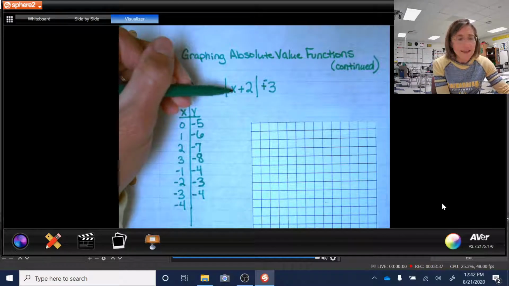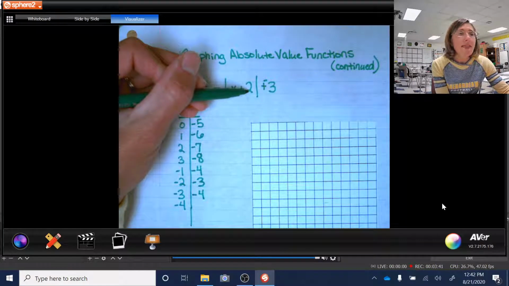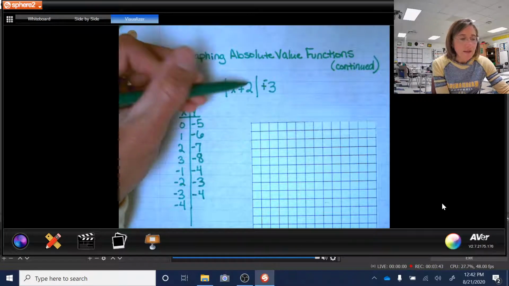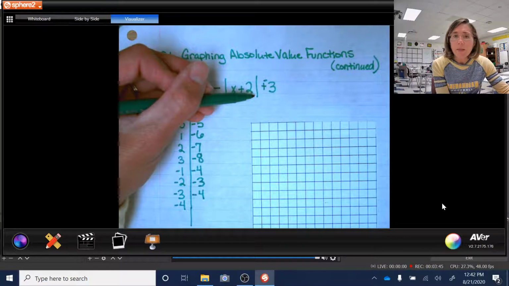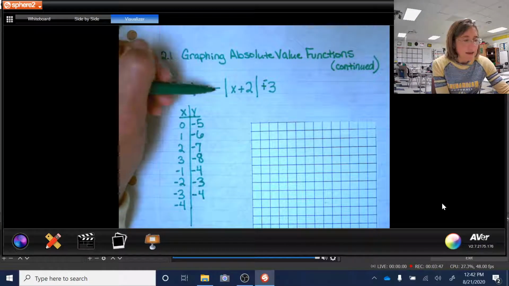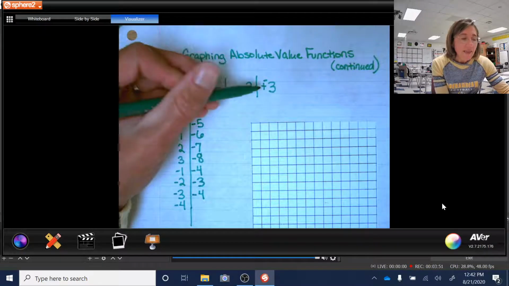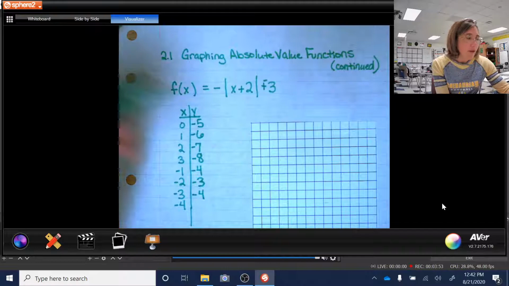Negative 4 is going to go in for my x value. So negative 4 plus 2, that would be negative 2. The absolute value of negative 2 would be a positive 2. This negative sign out front turns it back to a negative 2. And then I add negative 3. So that would be negative 5.